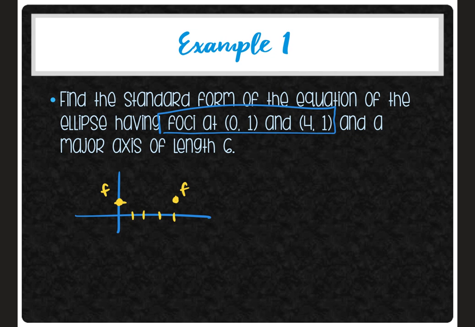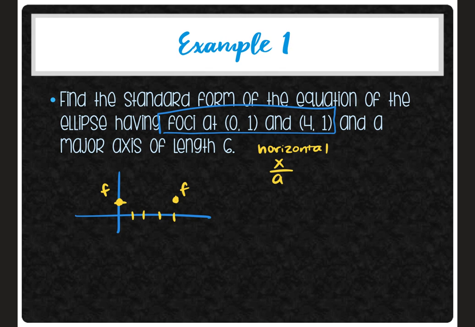What does that tell you about this ellipse? It's horizontal, and if it's horizontal, which one gets the A? The X gets the A. What else does it tell you? Tells you where the center is. The center is not at 0, 0, right? The center is the midpoint of those two.